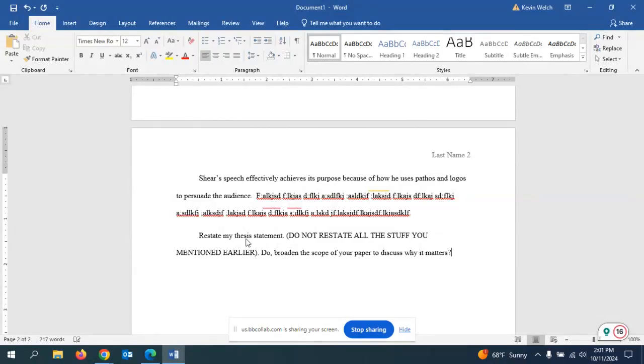So in these sentences here, you're going to restate your thesis statement, and then you're going to broaden the scope of the paper to discuss why it matters. Why should this matter to your reader? Why should it matter to you? Why should it matter to the rest of the world? These are the things that you need to address in your conclusion.